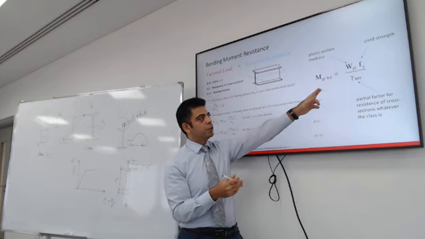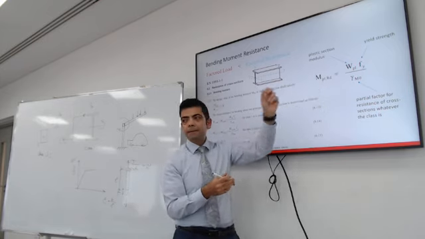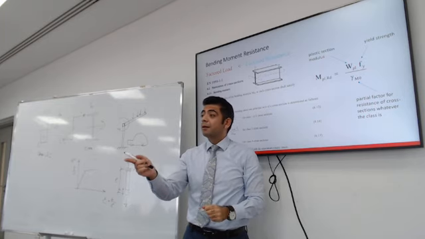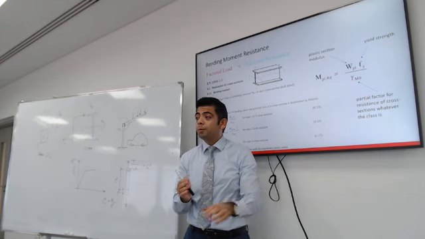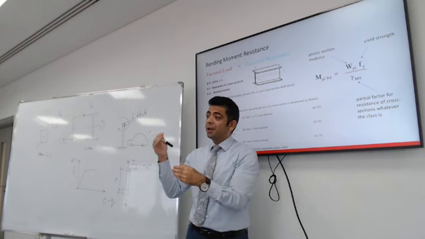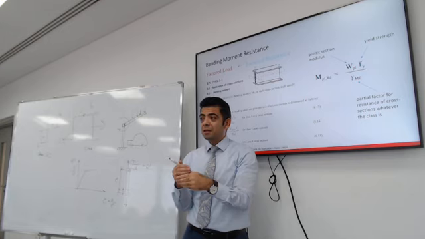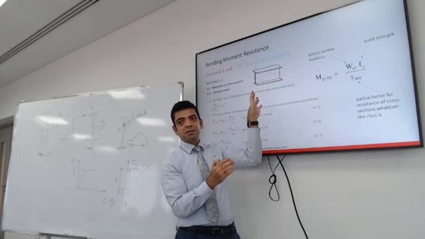What is the target for this moment capacity? Perfect, that's exactly it. I need this number to be bigger than or equal to the applied load. Does that make sense? Yes. So how do I find the geometry that is strong enough to resist the applied load?